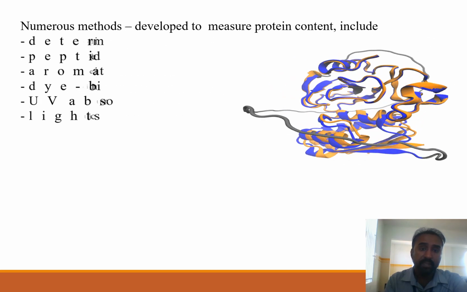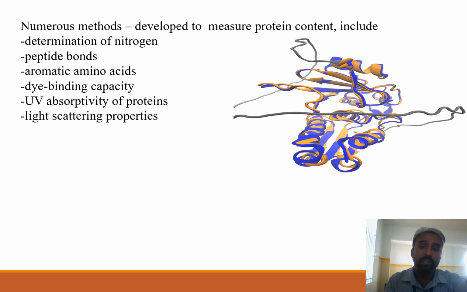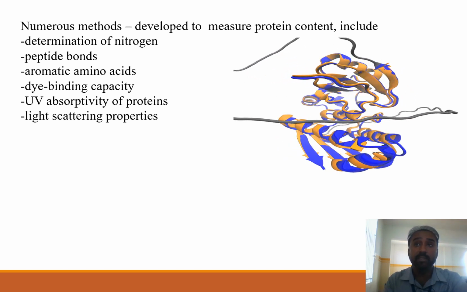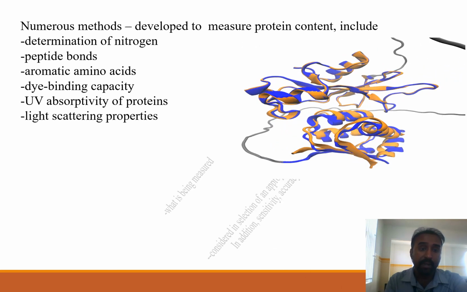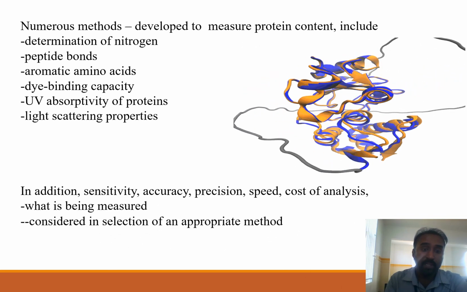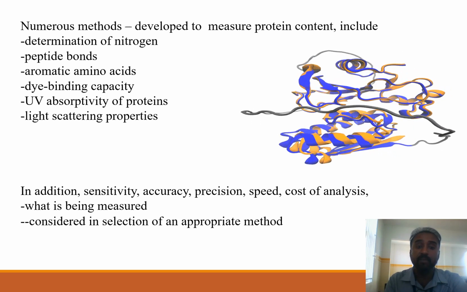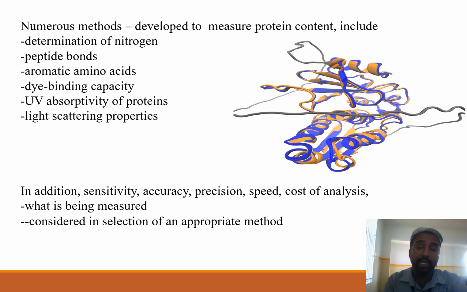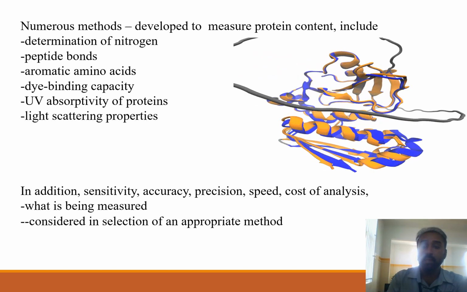Numerous methods have been developed to measure the protein content, which include determination of nitrogen, peptide bonds, aromatic amino acids, dye binding capacity, UV absorptivity of the proteins and light scattering properties. In addition, sensitivity, accuracy, precision, speed and cost of analysis also have to be considered before selecting a suitable analysis method for the protein. So what is being measured should be considered in selecting an appropriate method.